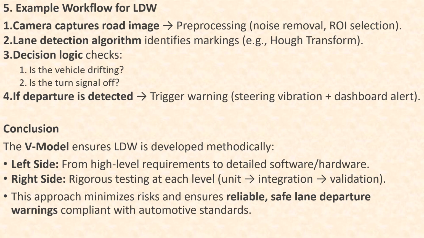Now, just to give you a workflow of the LDW. The camera captures the road image and pre-processes it. Next, with the help of perception software, the lane detection algorithm identifies the markings. Decision logic: is the vehicle drifting or is the turn signal off? With the help of decision logic, it decides whether the vehicle is drifting or the turn signal is off, and then if the departure is detected, it triggers the warning.